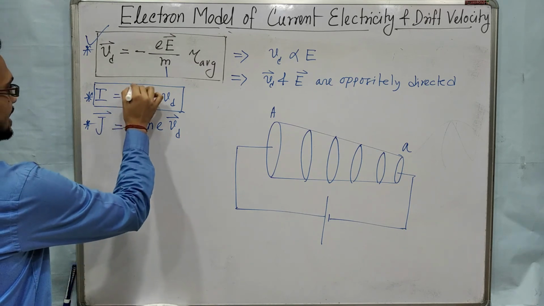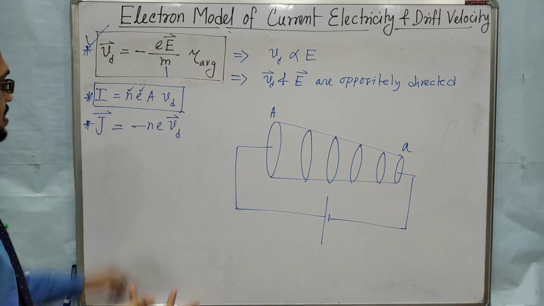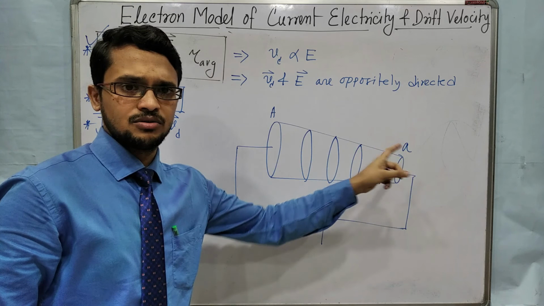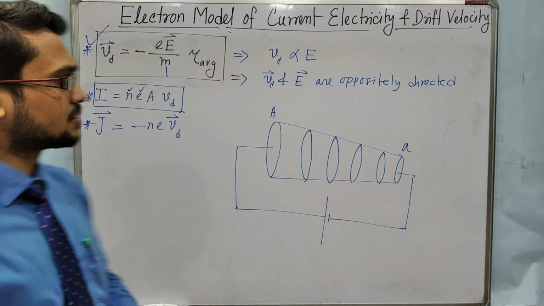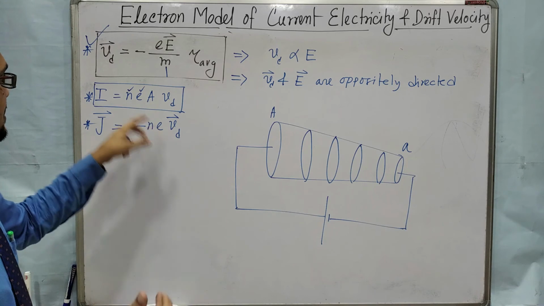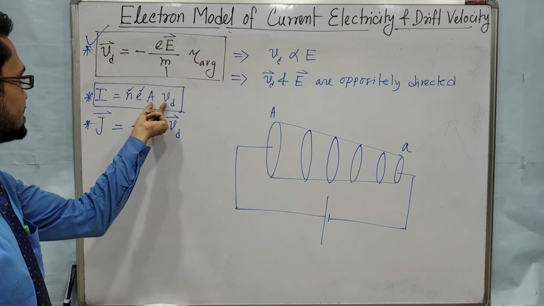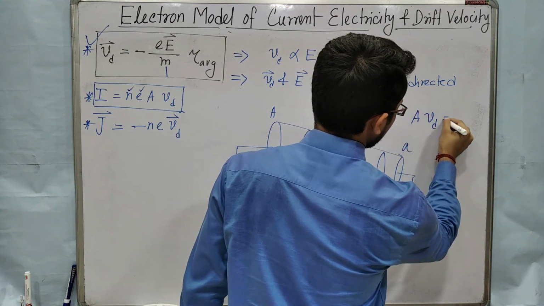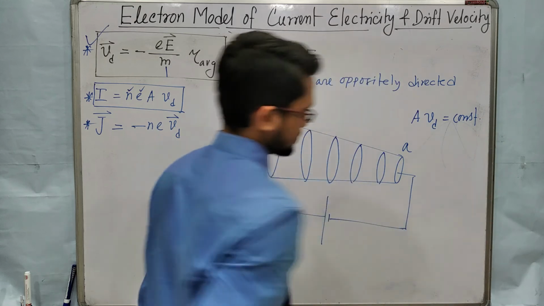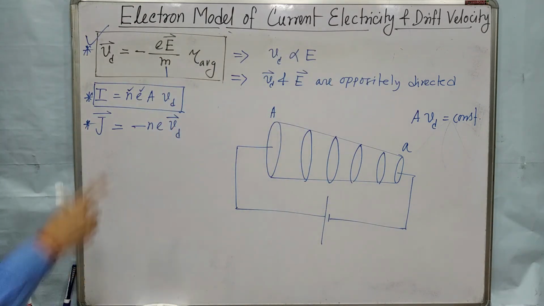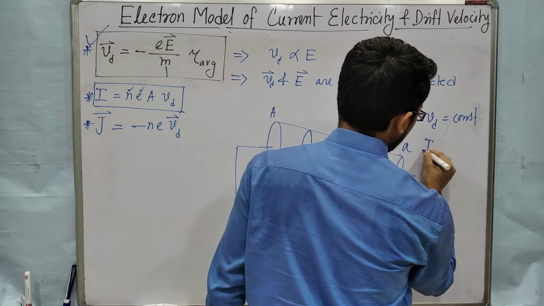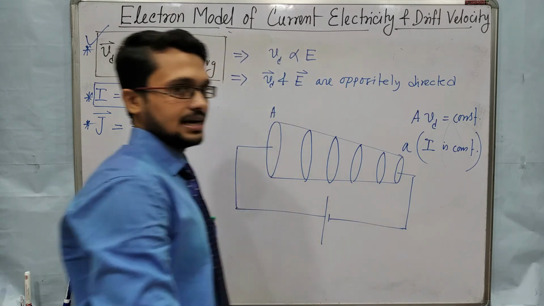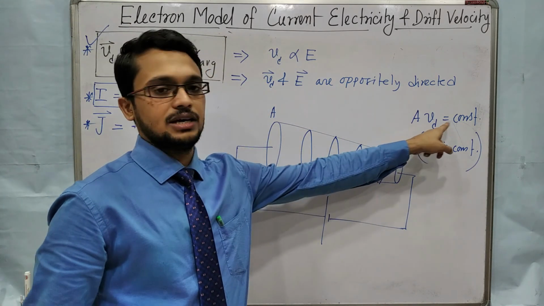In the right hand side, N and E are always the same, because N is the number density, which is always the same through any uniform conductor, and E is the charge of the electron. The variation will come in this part, A into Vd. So A into Vd will be constant. When is it constant? When the current I is constant. If I is constant in any circuit, that means A into Vd will be constant.